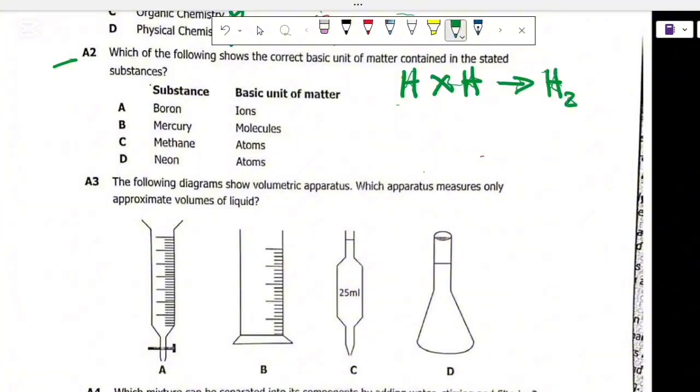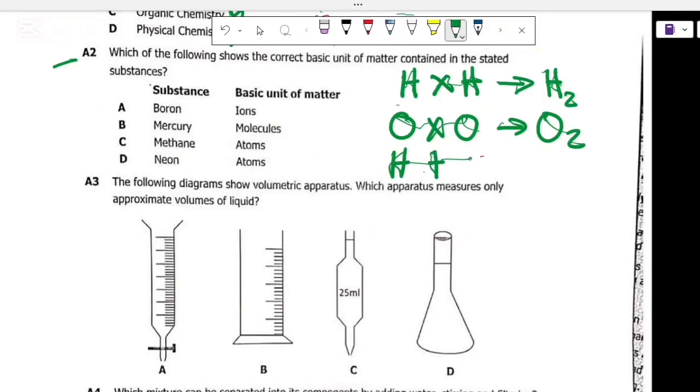It is two or more atoms which are chemically combined, so you form a molecule. The same is true for oxygen. Oxygen can combine with oxygen to form a molecule which is O2. Or you can say hydrogen can also react with oxygen to give you water. This is also a molecule because two elements or atoms are chemically combined. So just know when you're talking about molecules, that's why we talk about diatomic molecules most of the time, because it is two or more atoms chemically combined.